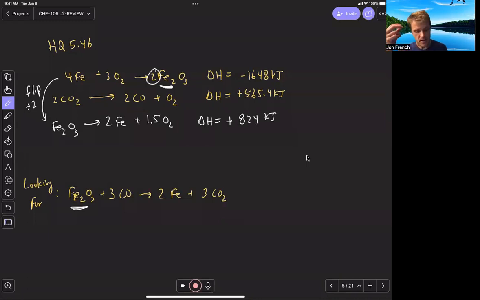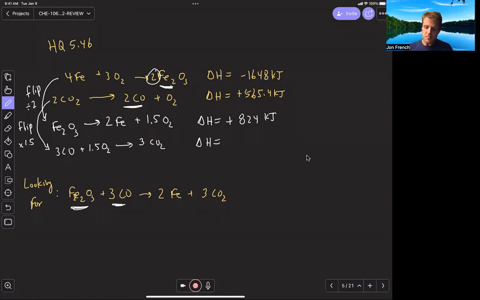The next one is also kind of complicated because we want to have carbon monoxide as a reactant. I have it as a product. I also want to have 3 moles of it, and I only have 2 moles. So the second one's a little weird in that we're going to flip it and multiply by 1.5. So that gives me 3 moles of carbon monoxide plus 1.5 moles of oxygen goes to 3 moles of CO2. And I'm going to multiply the delta H by 1.5 as well.